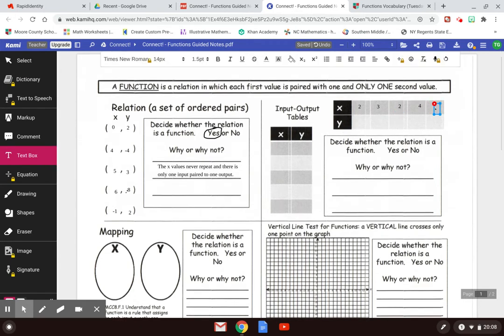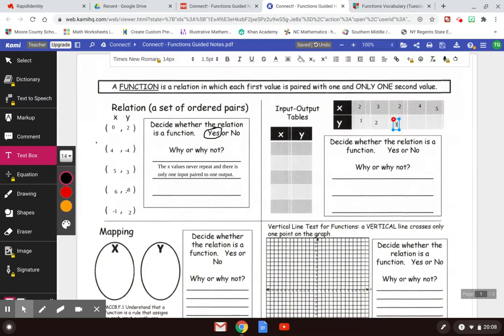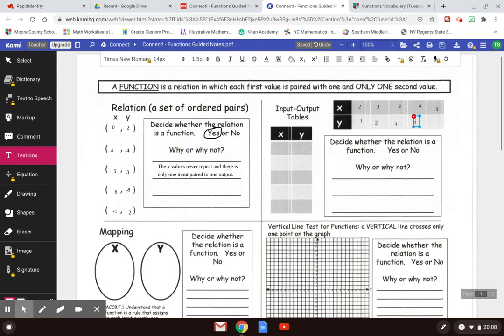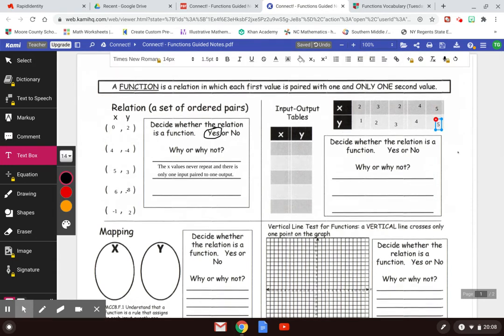And all right, so there's my x values. Now for my y values down here, I'm going to have 1, 2, 3, 4, and 5. Okay, so let's look at this first input-output table.